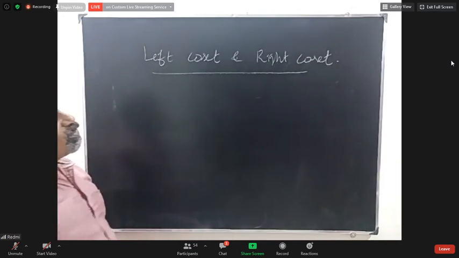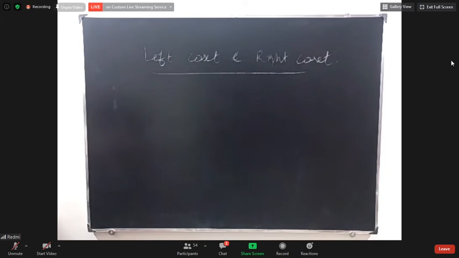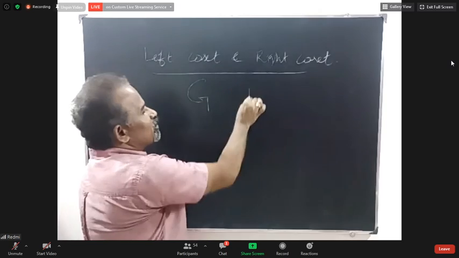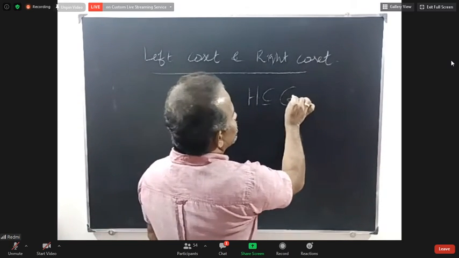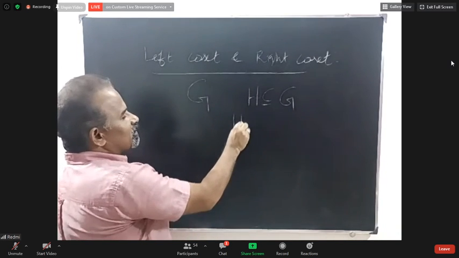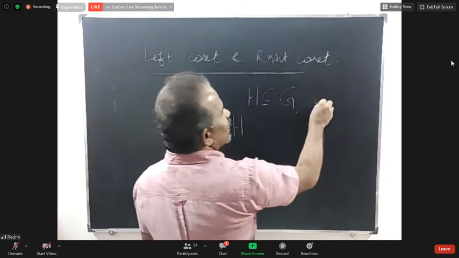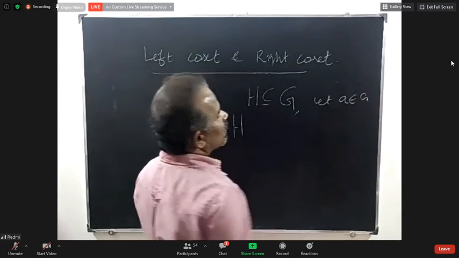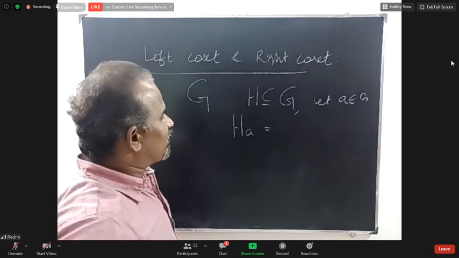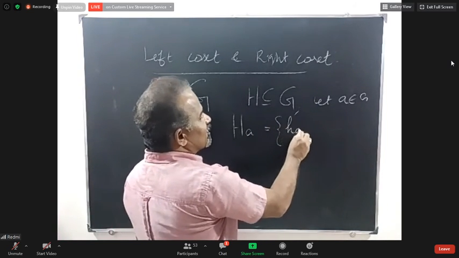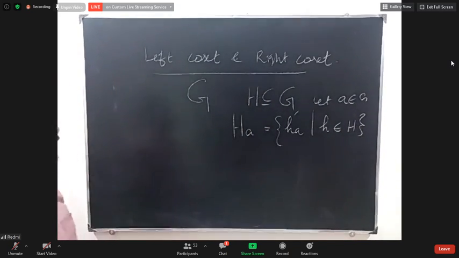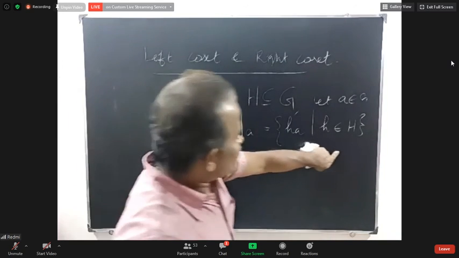This is also a most important concept of subsets. Let G be a group, H be a subset of G, and let a belong to G. The right coset Ha of a is equal to the set of all ha such that h belongs to H. This is called the right coset.